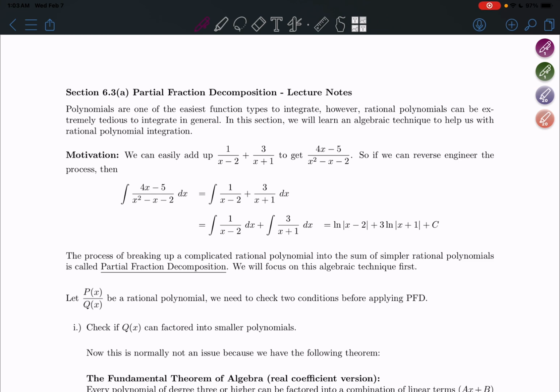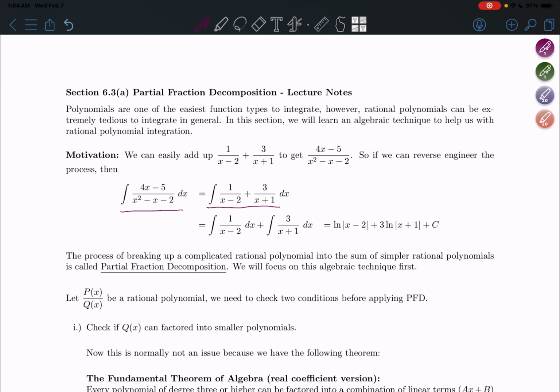If you have 1 over x minus 2 plus 3 over x plus 1, we can easily add them and we get a rational polynomial, 4x minus 5 over x squared minus x minus 2. Of course I'll spare you the details of finding a common denominator and combining terms, but we can do that. So if we reverse the process, then the integral of 4x minus 5 over x squared minus x minus 2 dx, this integral right here, simply equals the integral of its separate parts.